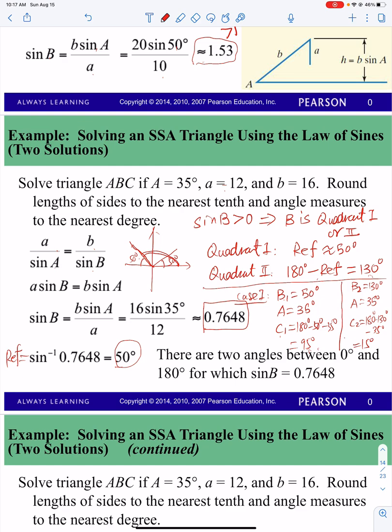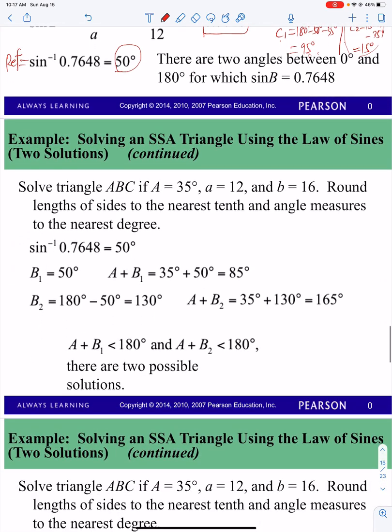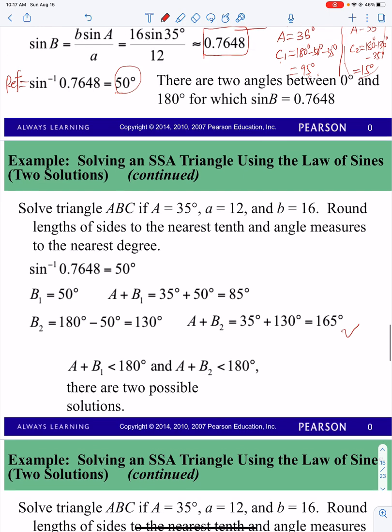And you find B, you find A, you find C1, and then you can use the law of sines to find side c. You can use the law of sines to find side c here. So here, yeah, okay, so here you can see, you can find 135 degrees.